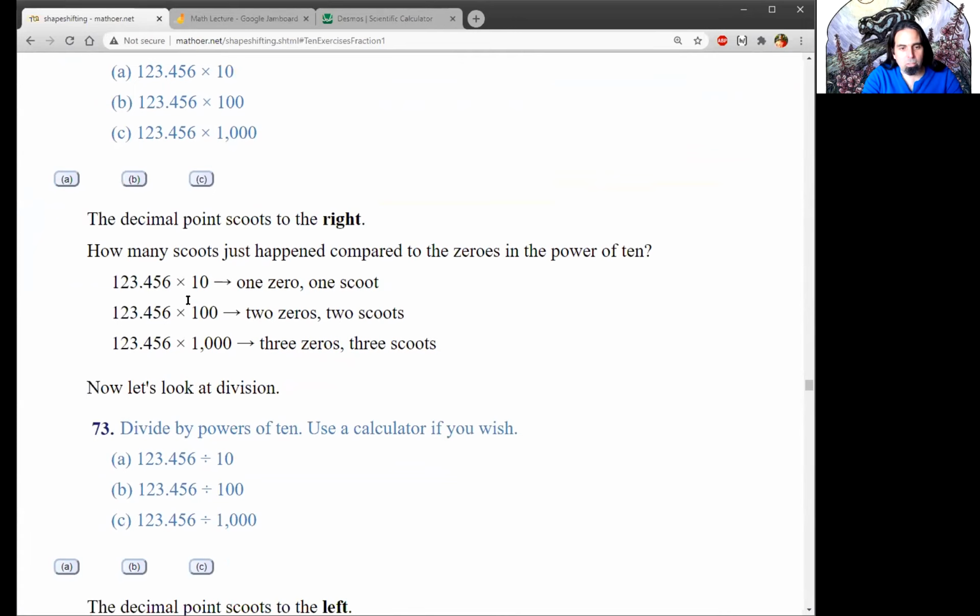And what most students like is the same number of zeros is how many scoots. So 10 has 1 zero, so it's 1 scoot. 100 has 2 zeros, so it's 2 scoots. 1,000 has 3 zeros, so it's 3 scoots.